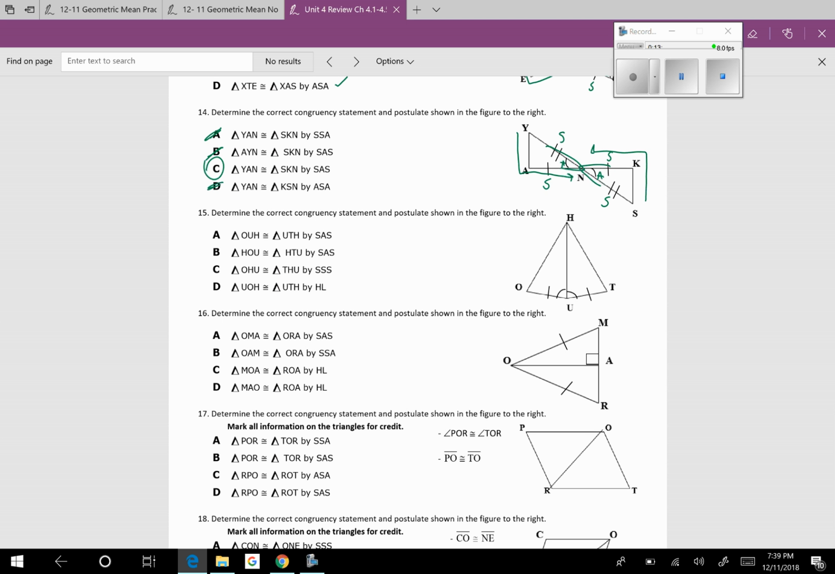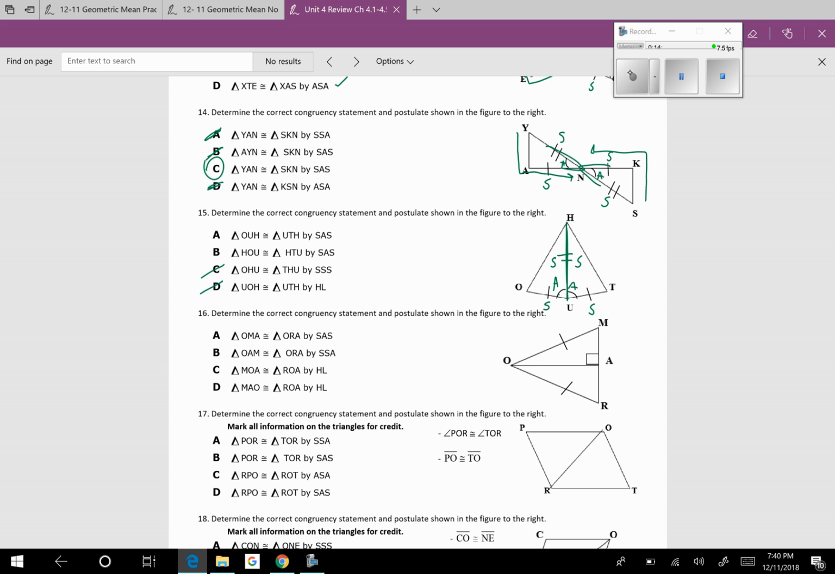Determine the correct congruency statement here. So first off, we have these two sides. They're shared. We have these two angles. They're marked congruent. And now our other side is going to come from this one in the middle, because since they both share it, it's congruent to them. So we're going to put 2 tick marks on them, and that is a side. So we have a side and then an angle and a side. So we're looking for side, angle, side.